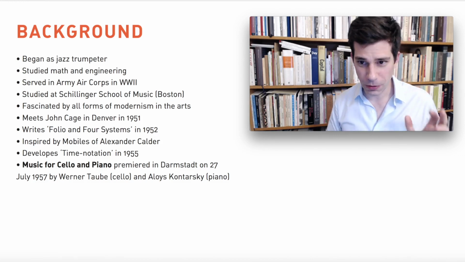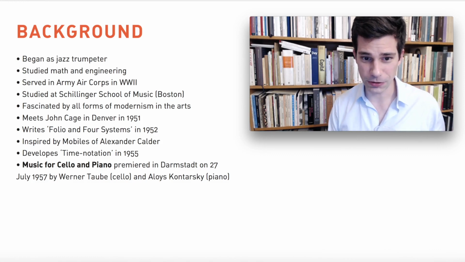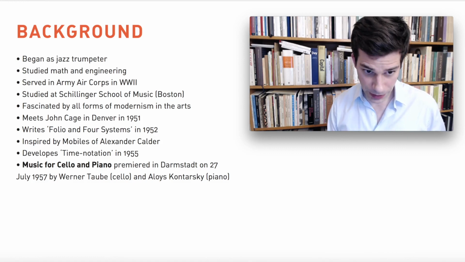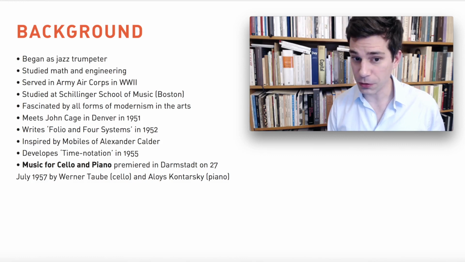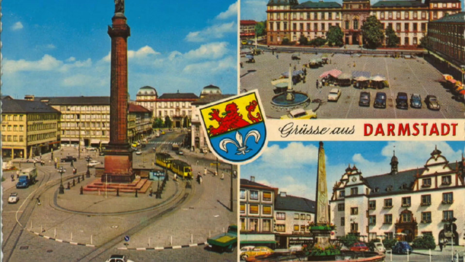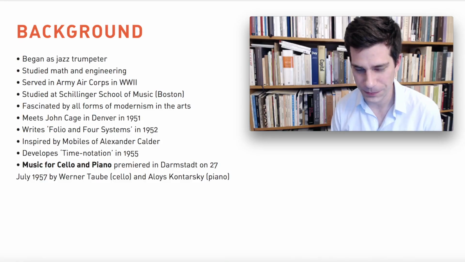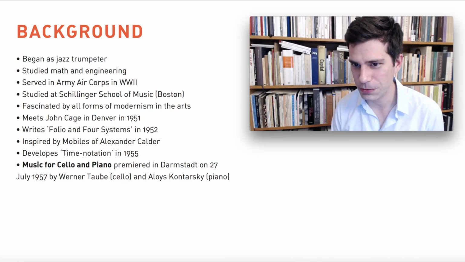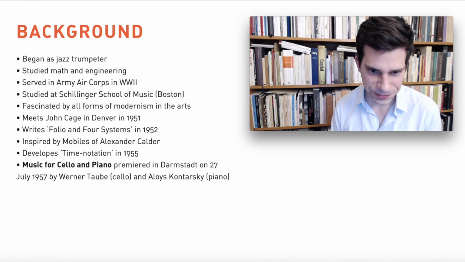So we're going to get back to Folio and Four Systems in a second, because I want to talk about that work before I get into Music for Cello and Piano. But just quickly, I will say that the piece Music for Cello and Piano was premiered very significantly in the German city of Darmstadt on July 27th, 1957, by Werner Taube and Alois Kontarski. So these were both major champions of radical avant-garde music in the 1950s. Kontarski was very associated with Stockhausen, for example.